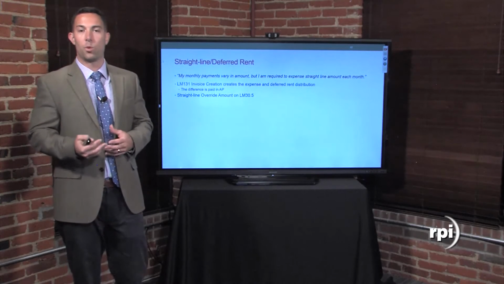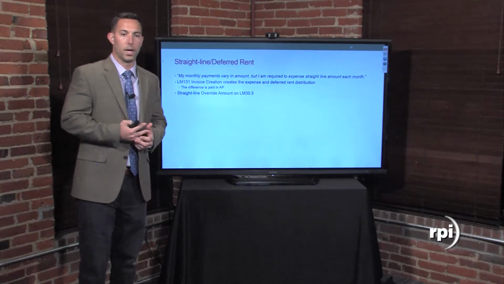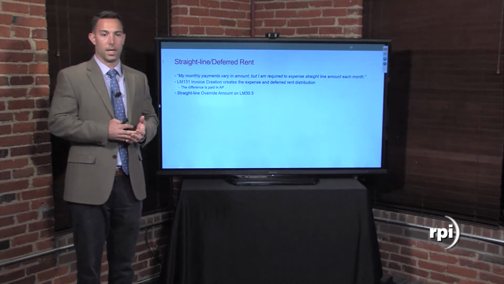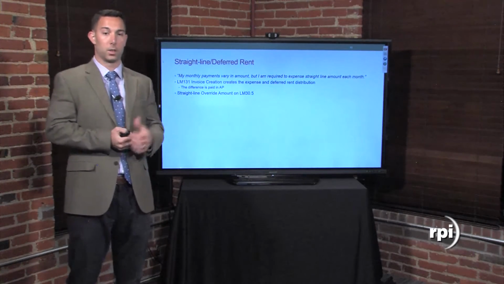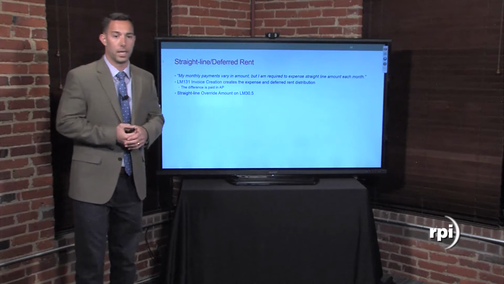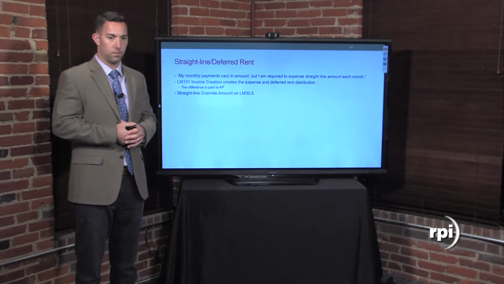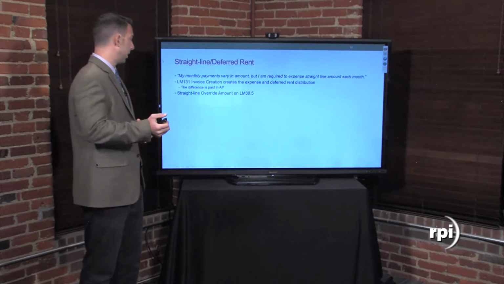And then your LM131, that's the invoice creation program. That's going to create the invoice, and it's going to create the expense and the deferred rent distribution. And that's why we need that deferred rent account populated on the lease itself. AP pays the invoice.